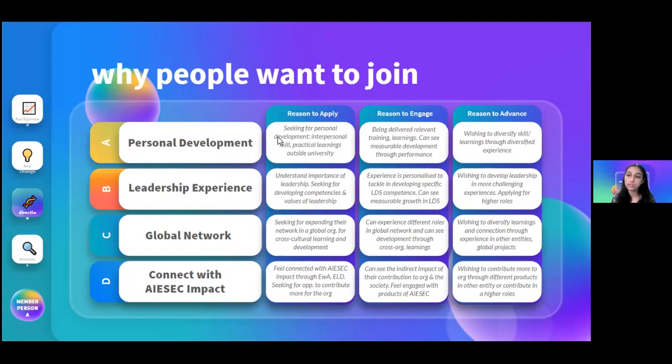If I'm looking for global networking, if I'm continuously given opportunities to go for national support teams, global support teams, or interact with IRs, let's say I'm in OGV, it will directly help me to have a reason on why I should be engaging and advancing. I will make sure that all my members, all my customers have a customized journey which will appeal to them based on these 4 personas.